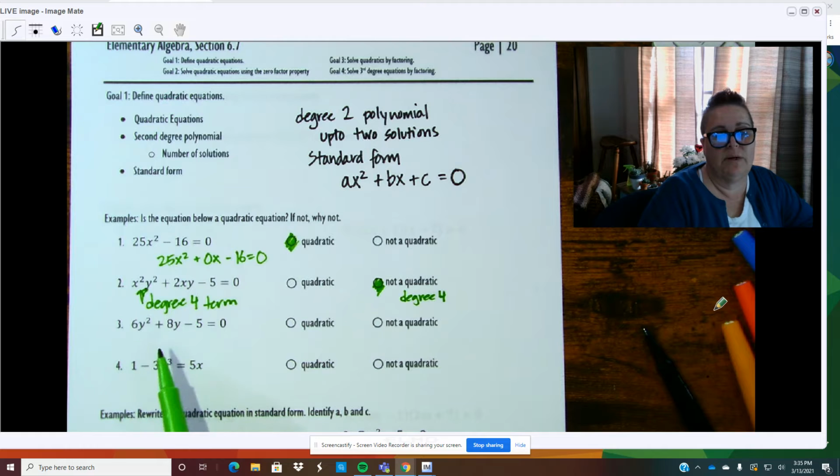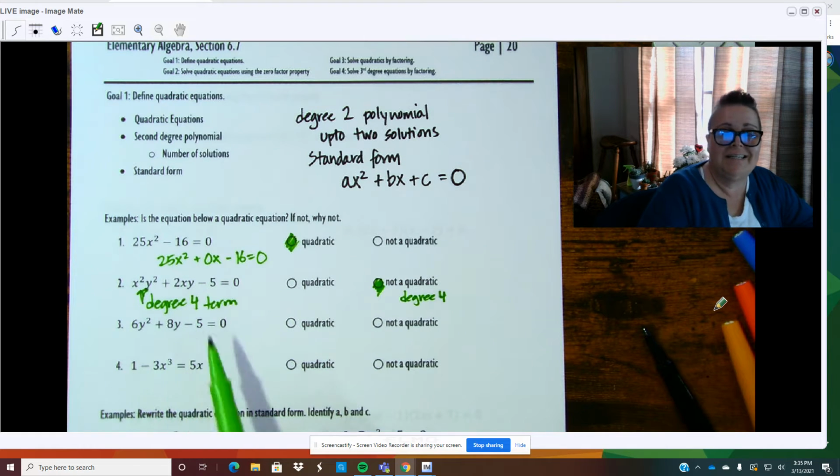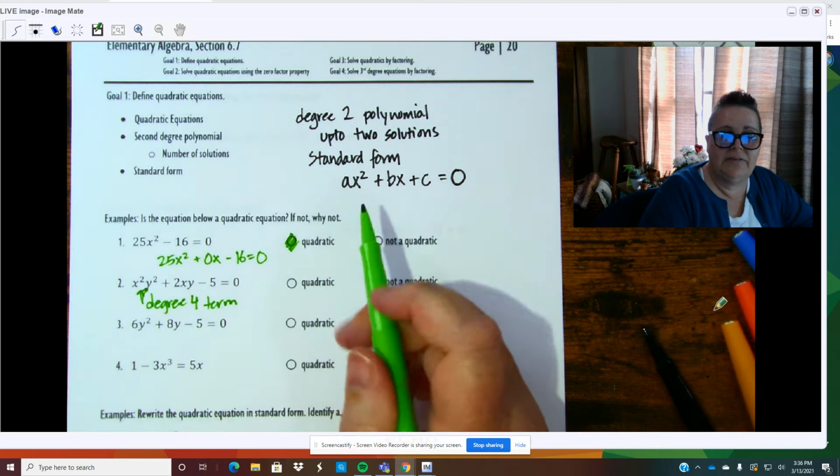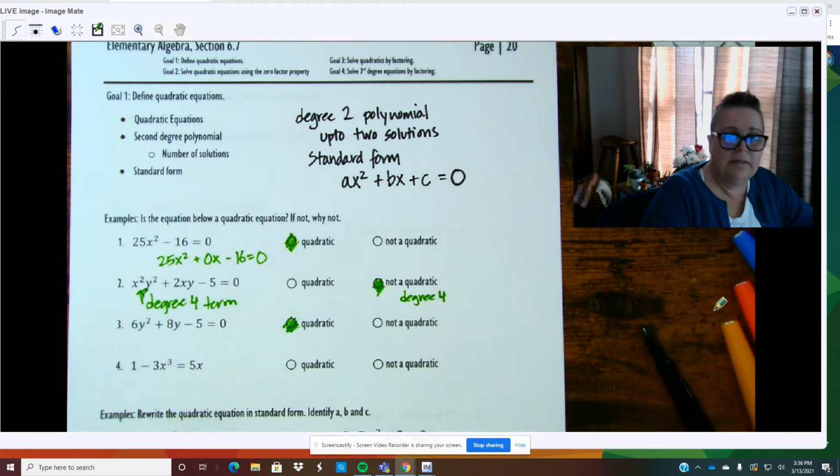I have 6y squared plus 8y minus 5. Is this a quadratic? Yes, it is. The fact that there's y's there instead of x's doesn't make any difference. This is a quadratic for sure.